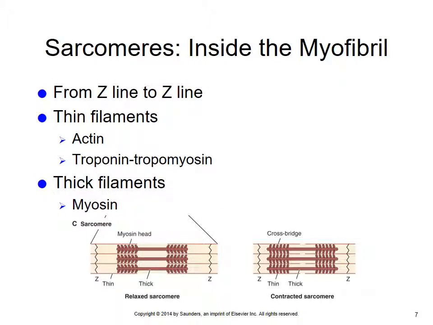Sarcomeres. A myofibril is a series of sarcomeres. A sarcomere extends from Z-line to Z-line, like you see in this illustration, and is composed of thick and thin filaments. These proteins are involved in the sliding filament mechanism, which is responsible for muscle contraction. The arrangement of the thick and thin filaments accounts for the striated pattern on skeletal and cardiac muscle. And you can notice here the difference in the length of the relaxed and contracted sarcomeres that you see.